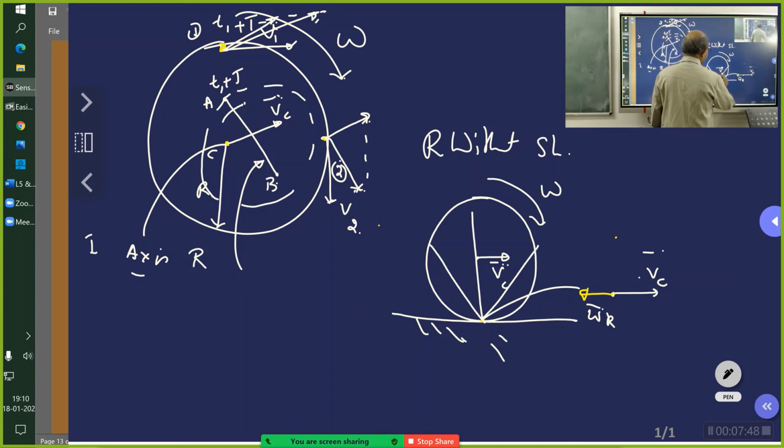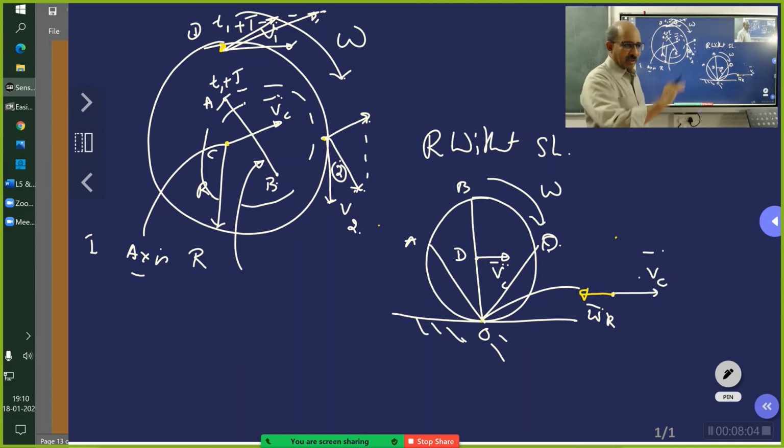From here, if I draw any lines, say A, B, C, D, and say this is O, you can see that the lines OA, OB, OD are all rotating with the same angular velocity omega. Understand? That is something all of us have to understand.